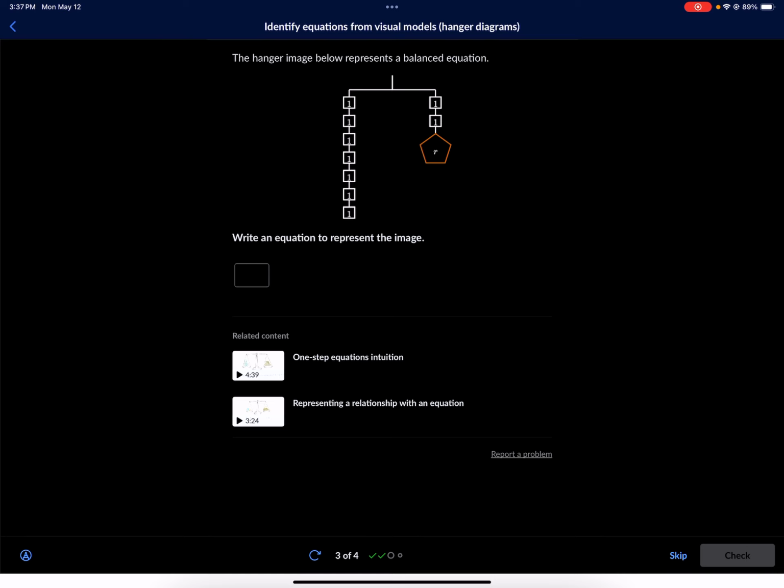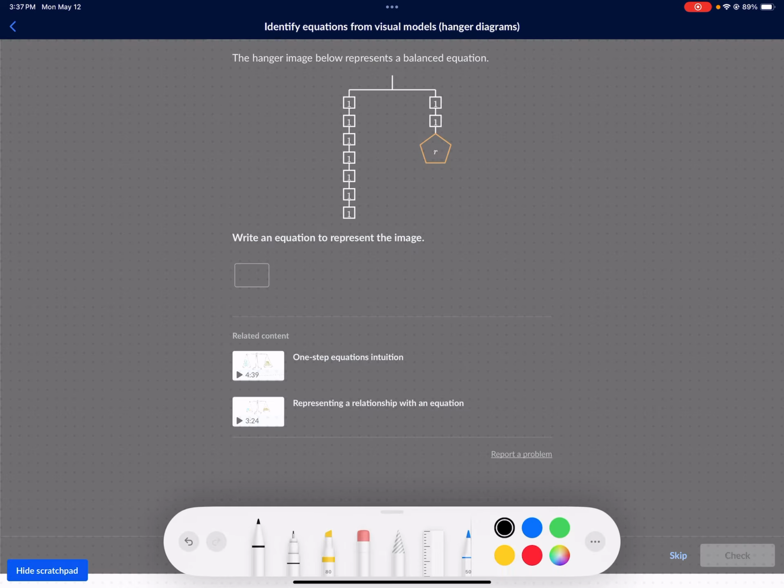The image below represents a balanced equation. Write the equation to represent the image. So we're going to add these right here. 1 plus 1 plus 1 plus 1 plus 1 plus 1 plus 1 is 7. Then we have 2 ones here, which is 2. And then we have an r. We're going to add r.